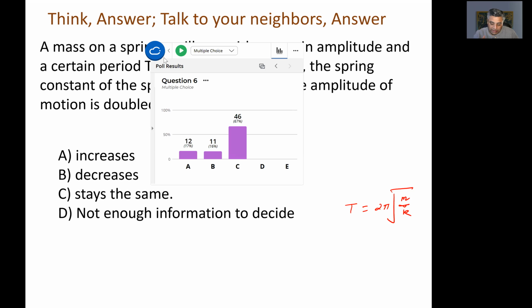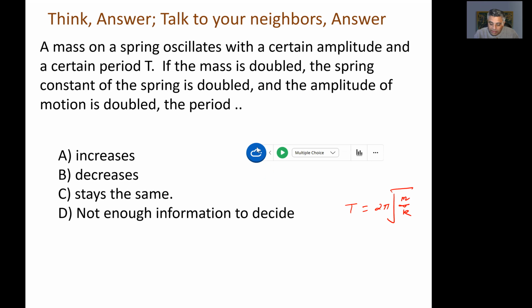Mostly C, but we have A and B as well. So what's happening here? It says mass, certain amplitude and period. If the mass is doubled, the spring constant of the spring is doubled, M becomes 2M, K becomes 2 times K, and the amplitude is also doubled, A becomes 2 times A. This equation doesn't have amplitude in it, so we don't need to worry about it. It does not depend on amplitude.